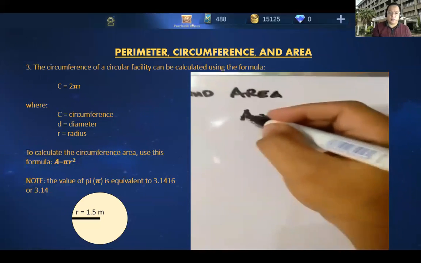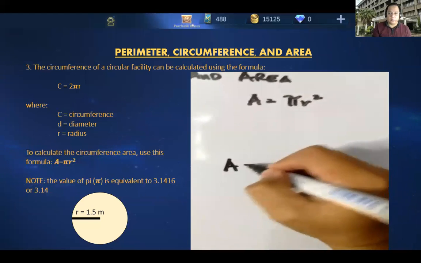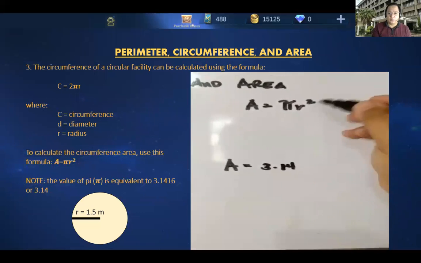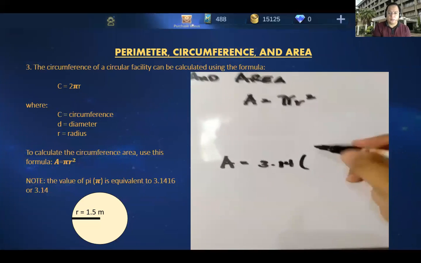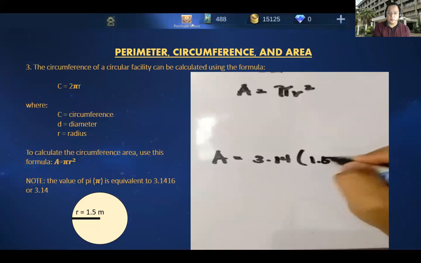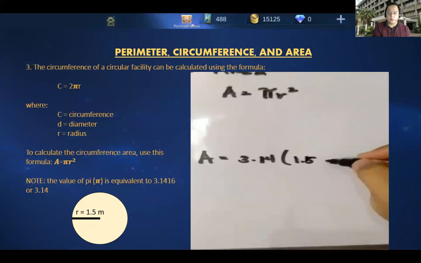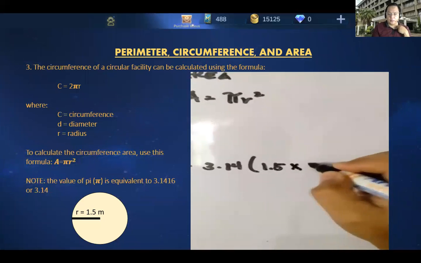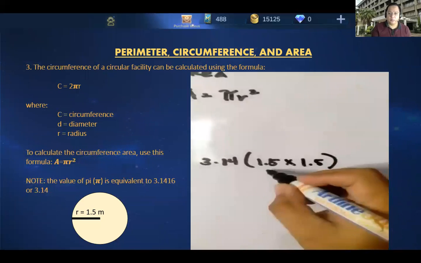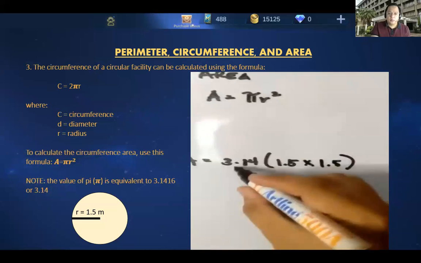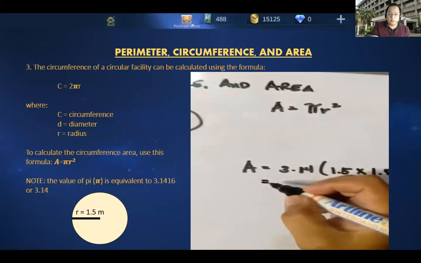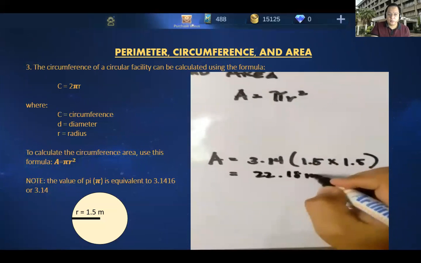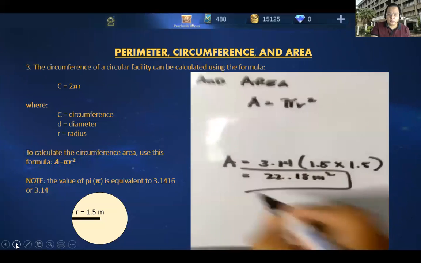For the area, this is our formula. Area is equal to pi, which is 3.14, times r squared. Our radius is 1.5. Since it's r squared, it should be multiplied again by 1.5. So 1.5 times 1.5 times 3.14, our answer is 22.18 meters squared. So this is your area.